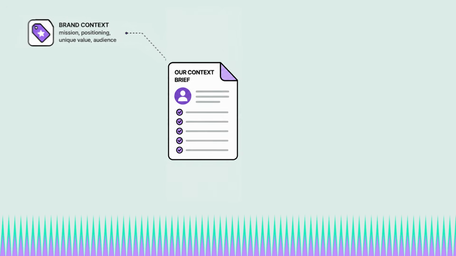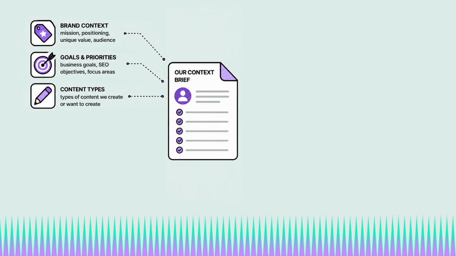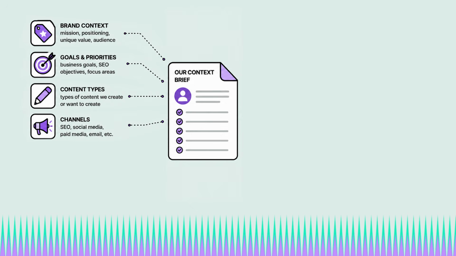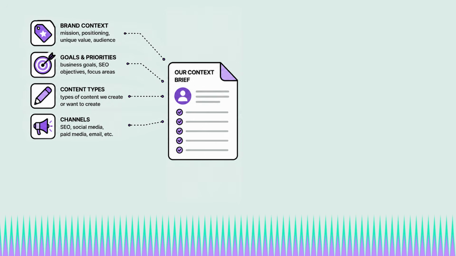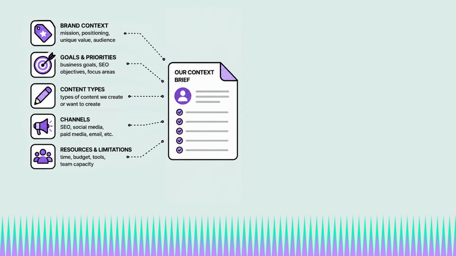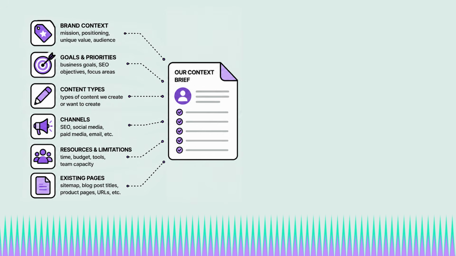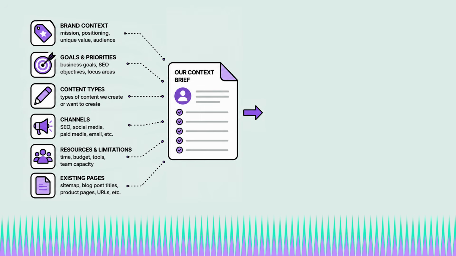So we can give it a lot of context about our brand, our goals, the types of content that we want to produce and that we already have on the site, the active channels that we want to use or that we already use, whether we only use SEO or whether we're also looking for assistance with social media or paid media, the resource limitations that we may have, whether that's time, money, or people. And finally, we can give it context on our existing pages, either through something like a sitemap or by just uploading a list of titles of blog posts and product pages, that kind of thing.